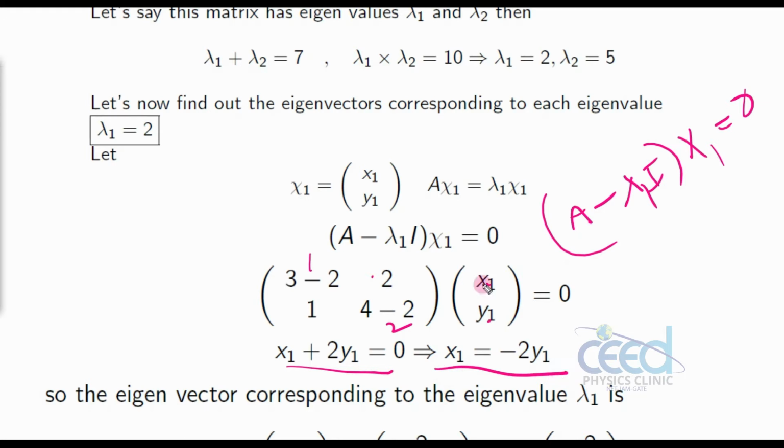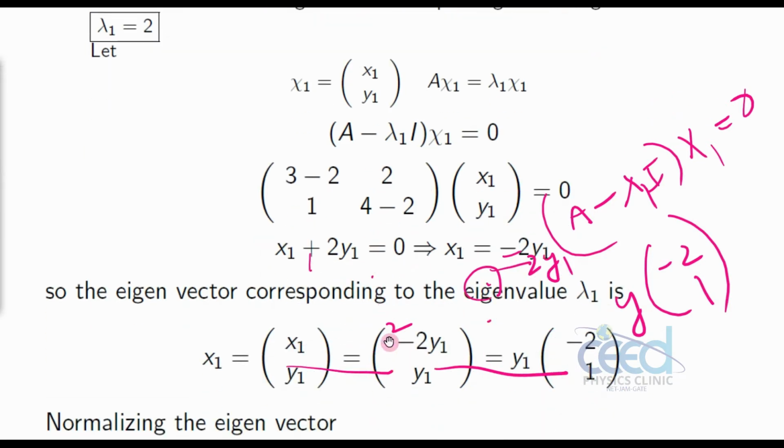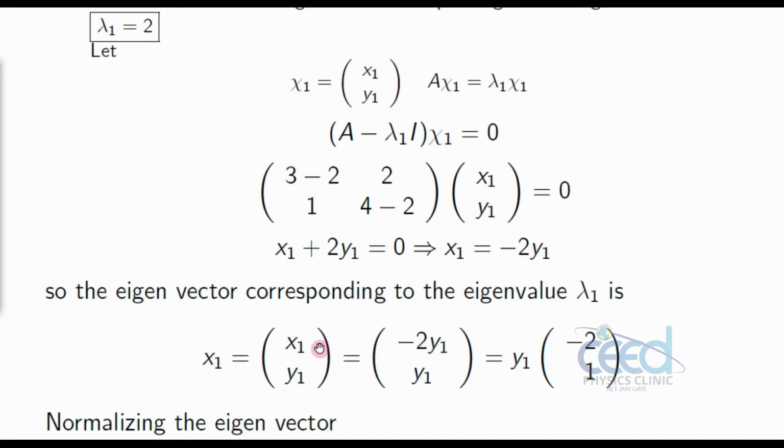So I can write this x1 replaced with minus 2 y1, right? So I can take this y1 out, so y1 into minus 2 1. I can take this y1 out, then that is minus 2 1. This is the first eigenvector, and I have to normalize this, so we need only the direction.